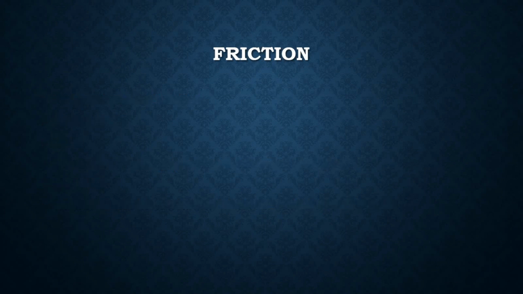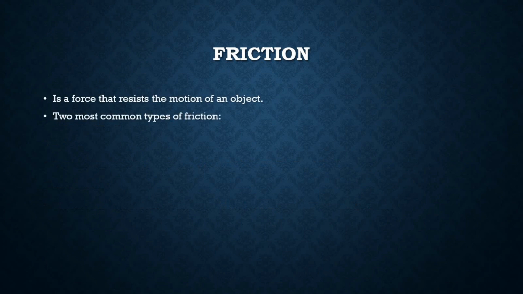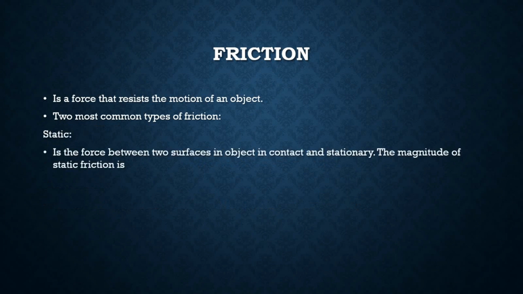Okay. Next is friction. Friction is a force that resists the motion of an object. There are two common types of friction. The first type is static friction. Static friction is the force between two surfaces in contact and stationary. The magnitude of static friction is less than or equal to static mu times the normal force. This symbol right here is mu.